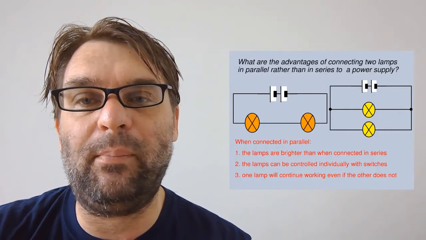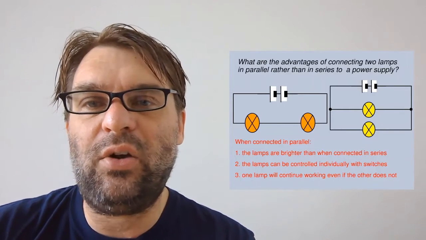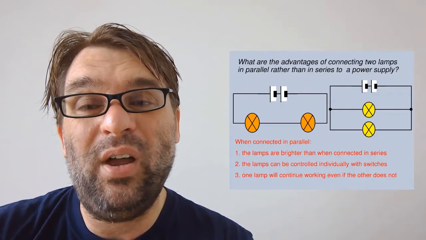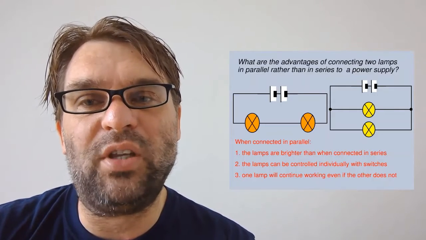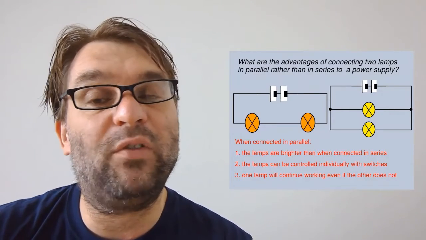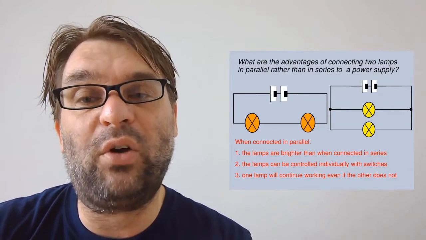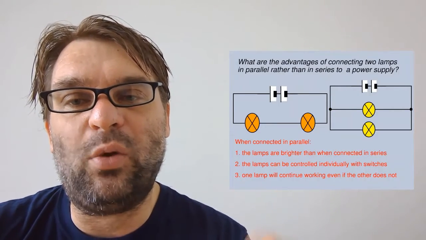So for example, Christmas lights in series: if one of those bulbs blows, you've got problems because the entire lot go, because they're all in series. Whereas if it was all in parallel, even if one Christmas light blew, you could still get the other ones to work.